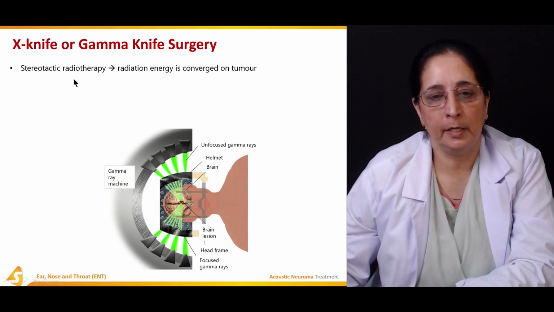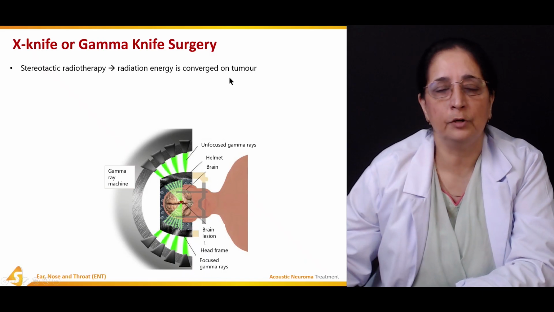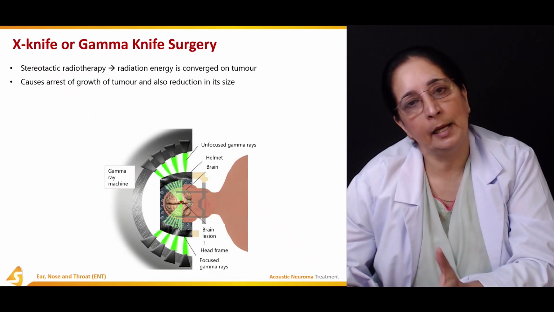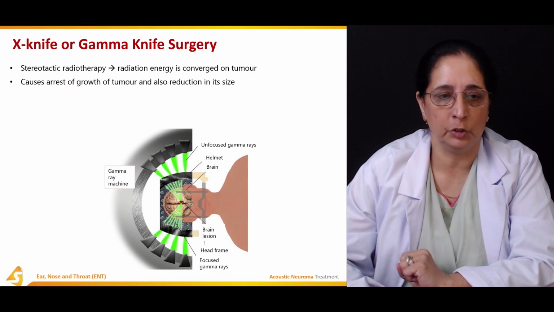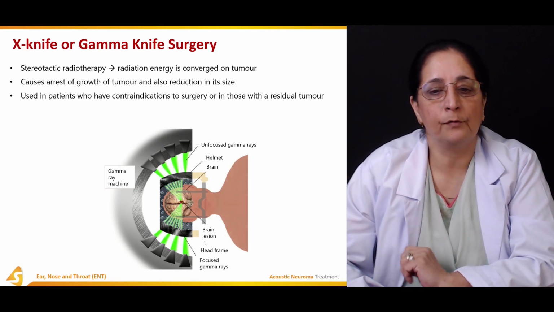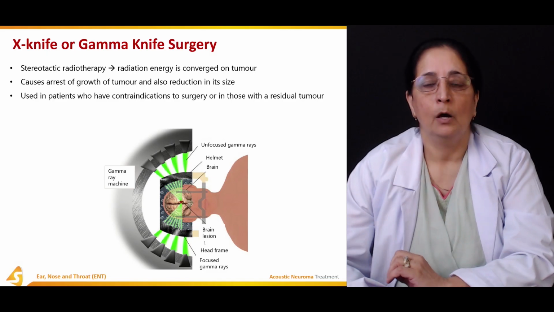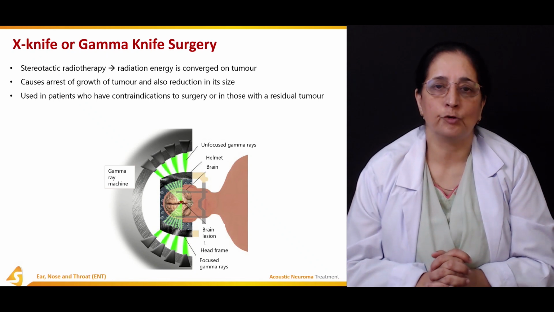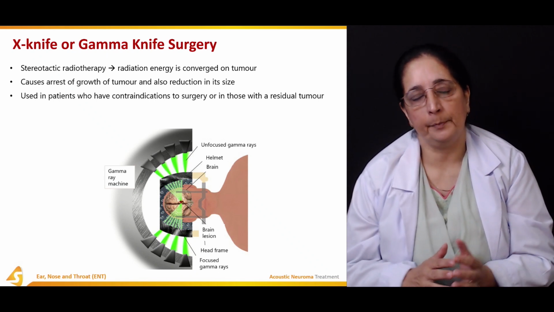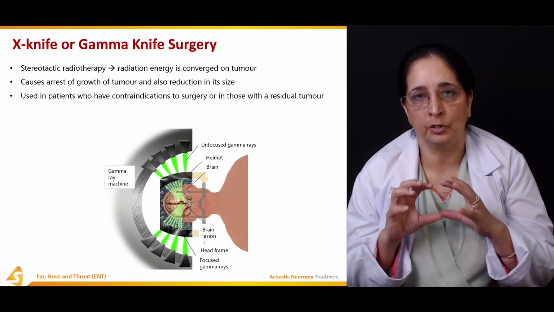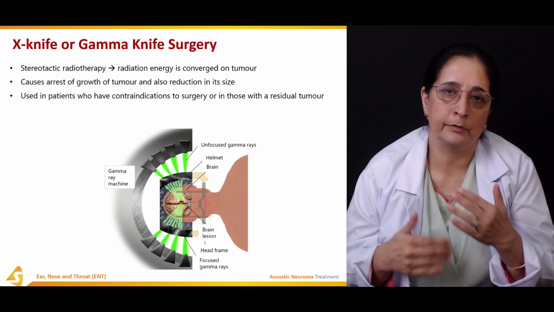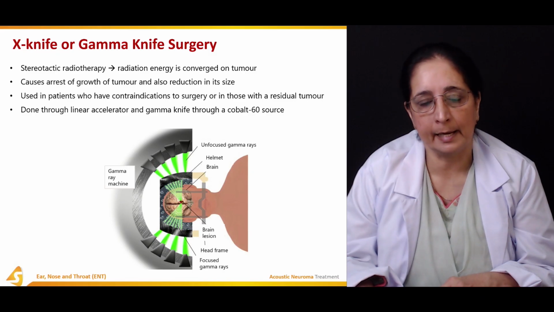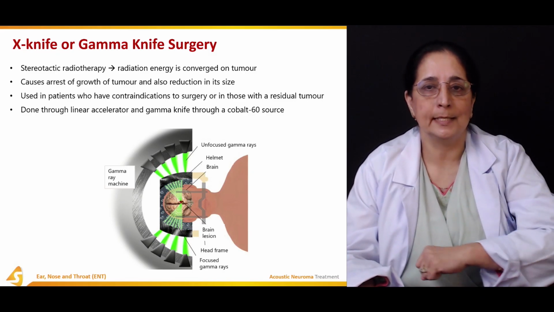Stereotactic radiotherapy: radiation energy is converged on the tumor, causes arrest of growth of the tumor and causes a decrease in the size of the tumor. It is used in patients who have contraindications to surgery or in those with residual tumor. So if surgery is not indicated, we can try stereotactic radiotherapy methods, which provide radiation to the area which has the tumor and cause regression of the tumor. It is done through a linear accelerator, and gamma knife through a cobalt-60 source.